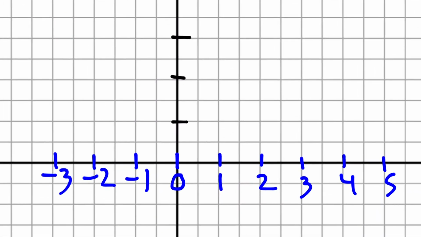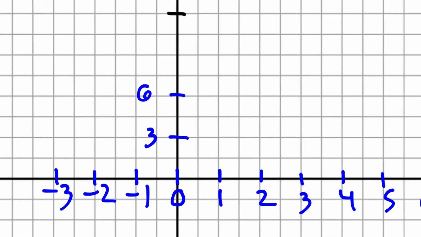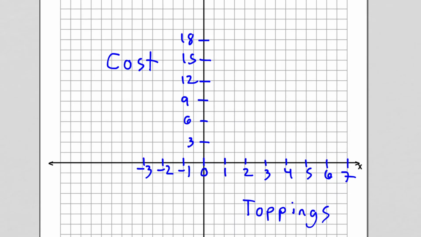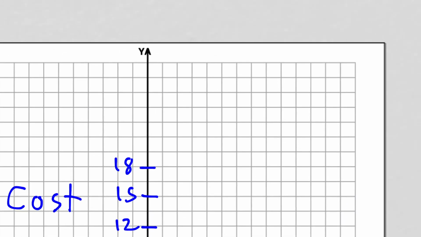So maybe let's go up by 3s. Oh man, I don't have my graph in 2 different colors here. I'm going to erase this. There we go. We'll use blue. Okay, so I'm going to go 3, 6, 9, 12, 15, 18. That should be good. I forgot to name my graph. We'll call this Mr. Bones.